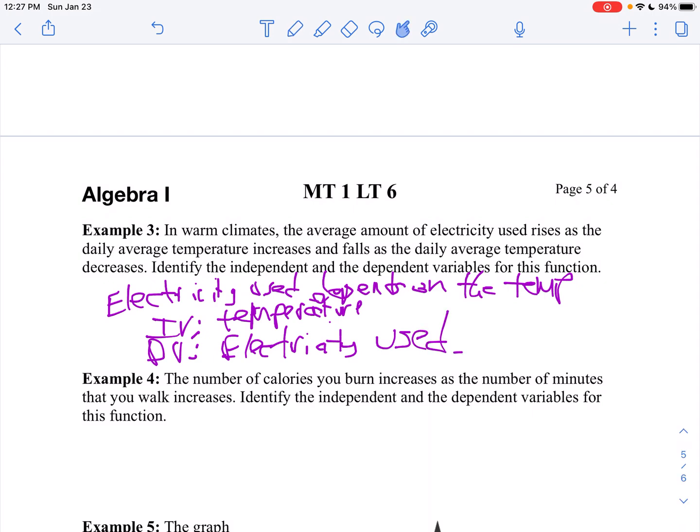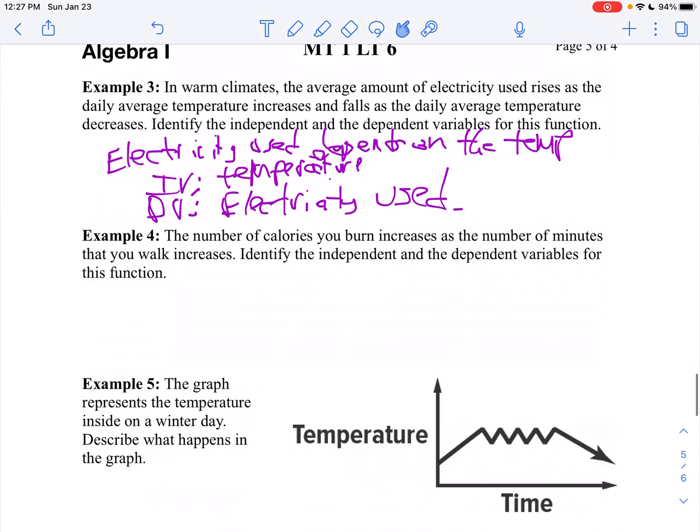Now let's see example 4. Let's pause the video and do the problem yourself, and then come back and check. Okay, so let's take a look at example 4. It says the number of calories you burn increases as the number of minutes you walk increases. Identify the independent and dependent variables for this function.